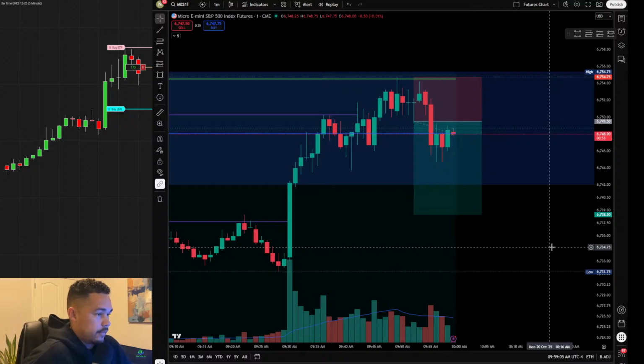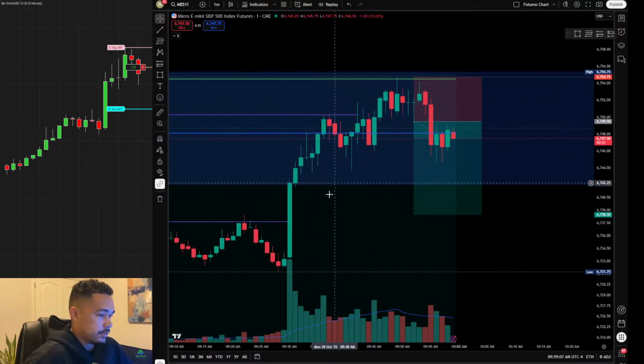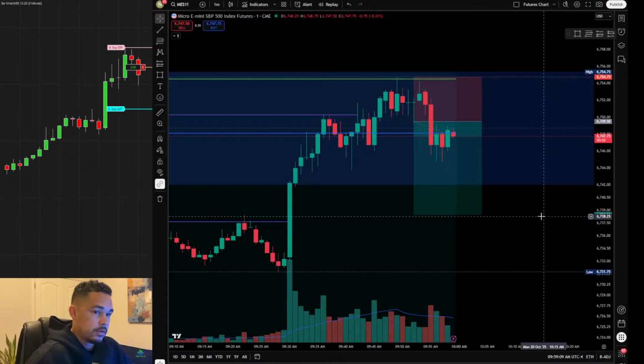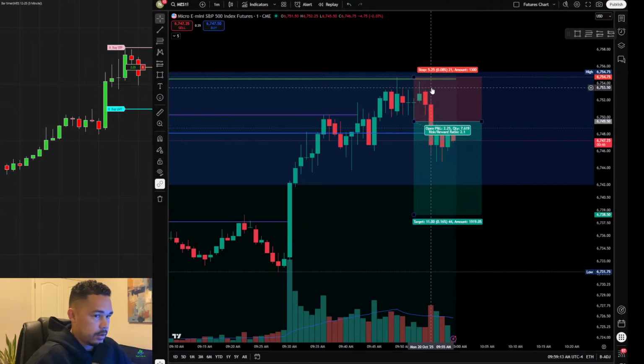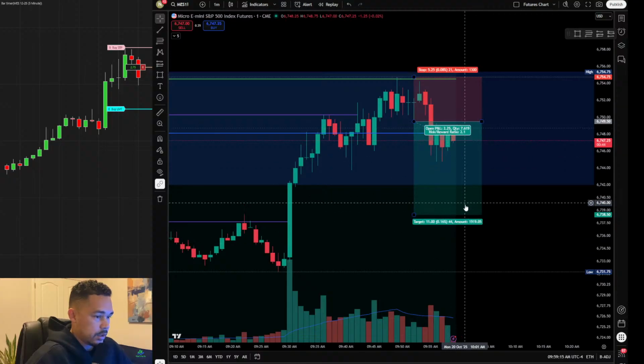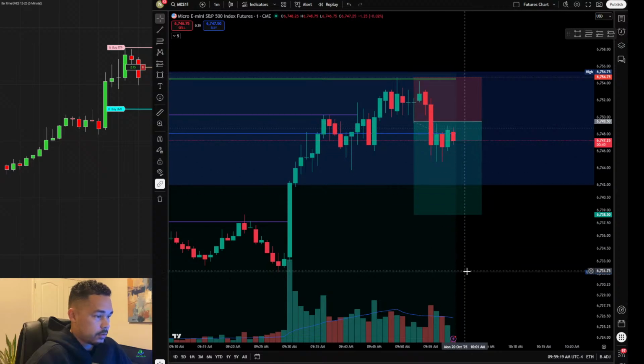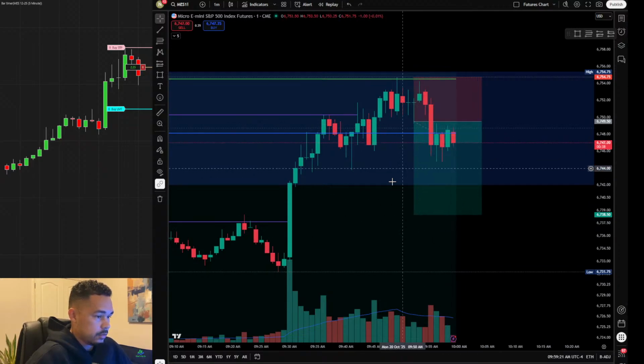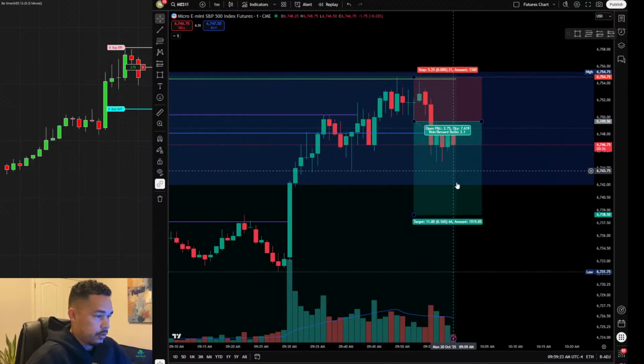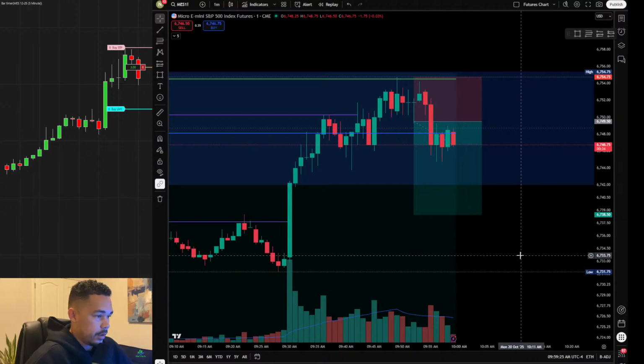Price can definitely come back, and this could be just a retracement from this bullish move after the 9:30 open. But I think that we can still come down at least into here before a possible morning retracement for a bullish opportunity. So, let's see.